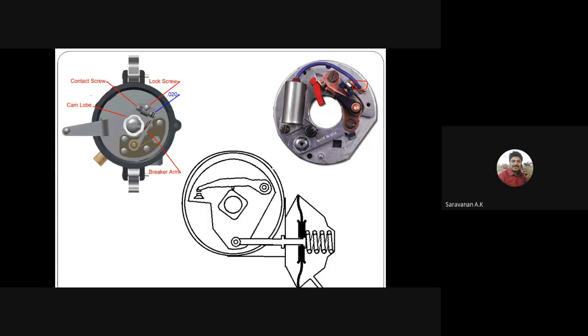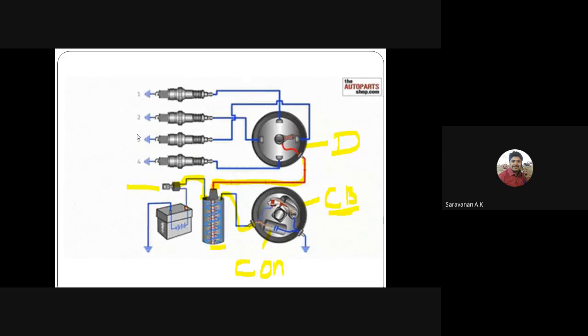Then here we have a cam lobe. By rotating this cam lobe, the contact switch will engage and disengage. By using the cam lobe rotation. Is it clear? So now you can see what the contact breaker is and what its function is.